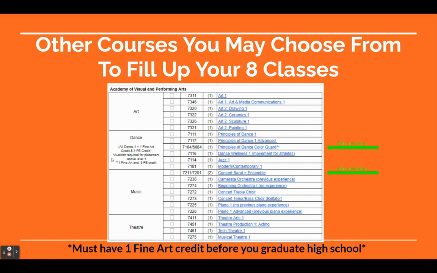Dance Wellness 1, Movement for Athletes. Okay, this is a unique course. The only students who can take this class are students who are in athletics, so they're playing on a sports team at Westwood. This class was designed by our coaches and our dance teacher. This is yoga and Pilates. It's not a traditional dance class. This class typically has more boys than girls.